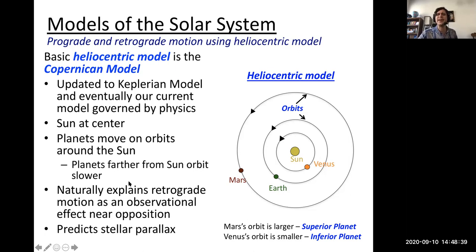But this one is going to naturally explain retrograde motion as an observational effect that happens whenever the sun, the earth, and a planet all line up in a straight line. So if Mars is right here, it would be at what we call opposition. So as a planet approaches opposition and passes opposition, then it'll naturally give us an observable retrograde motion. And now Earth has an orbit, so this predicts parallax.